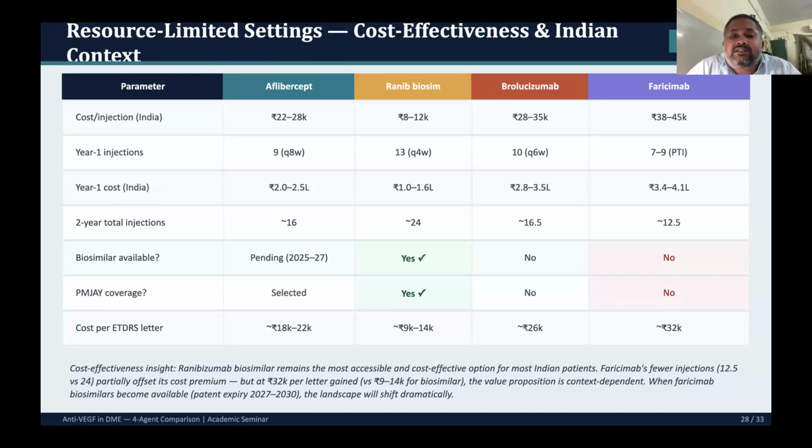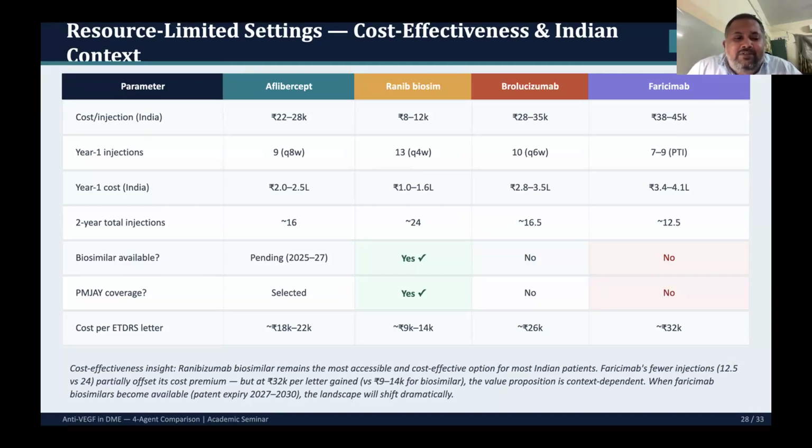So the cost, there is a significant difference for aflibercept, as you can see, to ranibizumab, to brolucizumab, to faricimab. But over time, I guess this injection burden, if we average out the costs, that gap does reduce. So in 2 years for aflibercept, if the patient follows up correctly, properly, and is monitored, we end up giving an injection burden of 16, for ranibizumab 24, for brolucizumab 16.5, although again the caveat is a higher risk of intraocular inflammation. And for faricimab, it's the lowest, 12.5 injections.